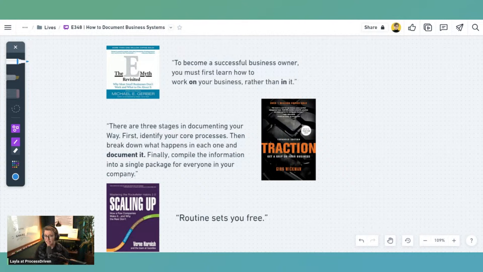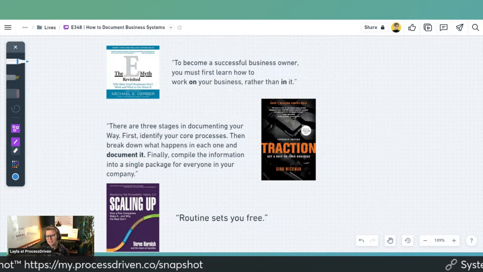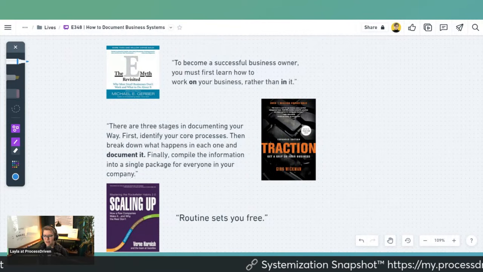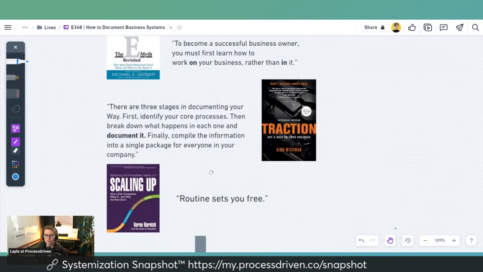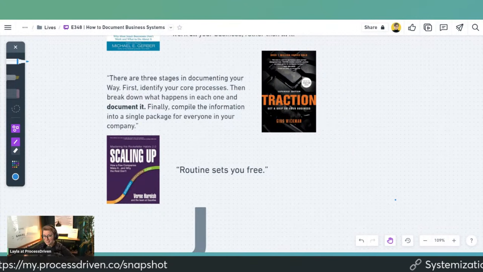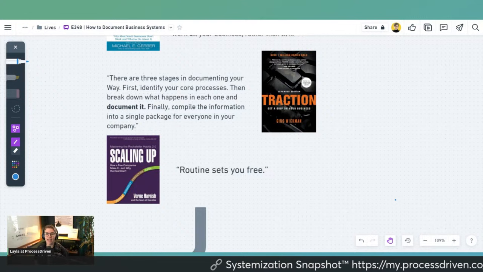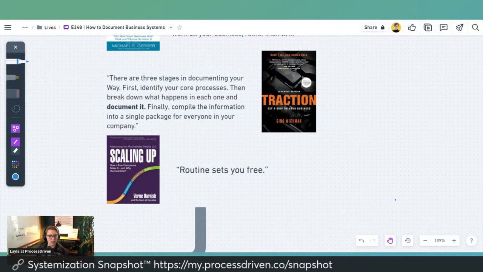In the book Traction, that anyone here who's practicing EOS probably knows quite a bit about, there's this quote that says there are three stages in documenting your way of operating. First, identify your processes, then break it down to what happens in each one, and then document it. Finally, compile the information into a single package for everyone in your company to understand. So once again, we've got this mention: document your processes, document your systems. And then in Scaling Up from Verne Harnish, we have the line, routines set you free, and how many more chapters around the power of execution and process and procedures.